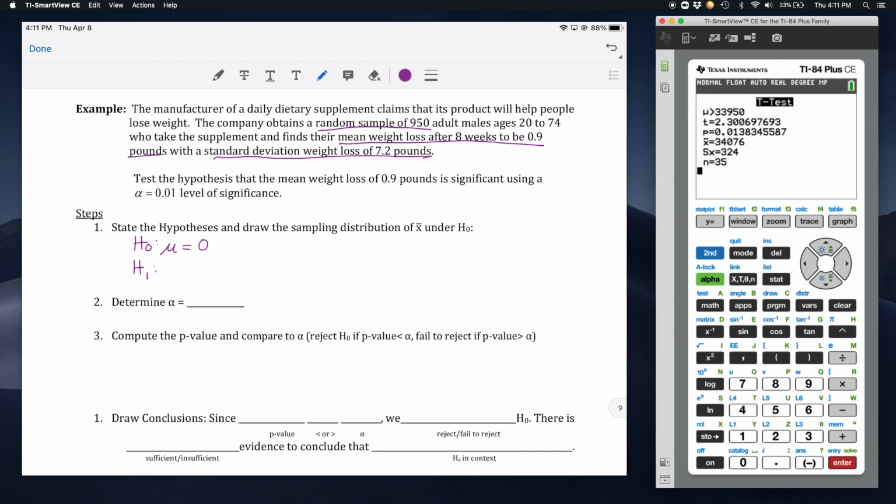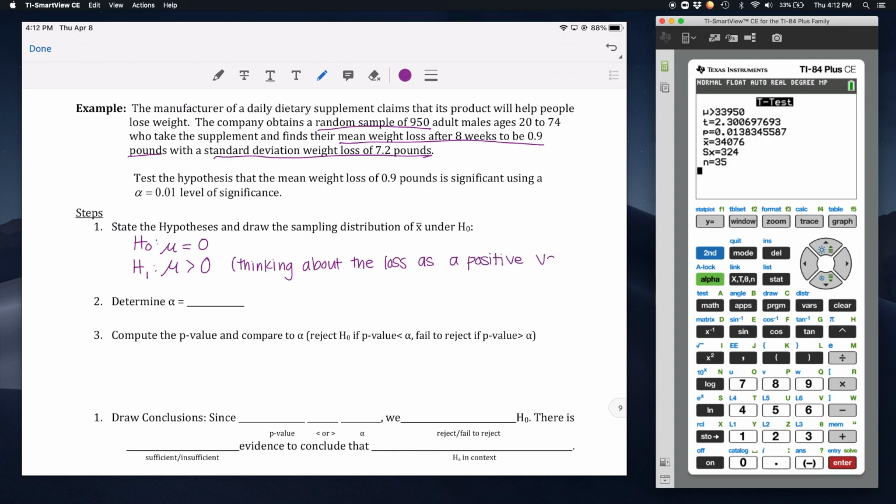So if you lose 10 pounds, even though you're losing it, let's still call it positive 10, as far as our mean and standard deviation go. So a couple different ways to think about that. I'm going to assume mu is greater than 0, and we're thinking about the loss as a positive value. If you lose 10 pounds, we're going to call it 10. It gave us our alpha as 0.01.